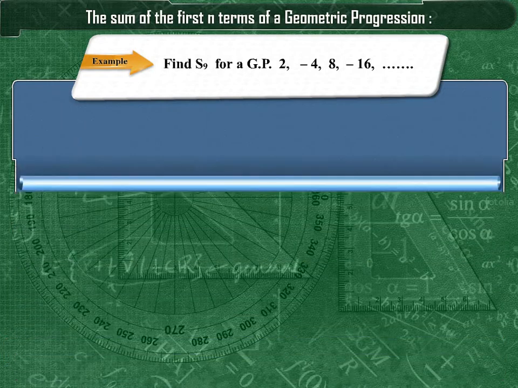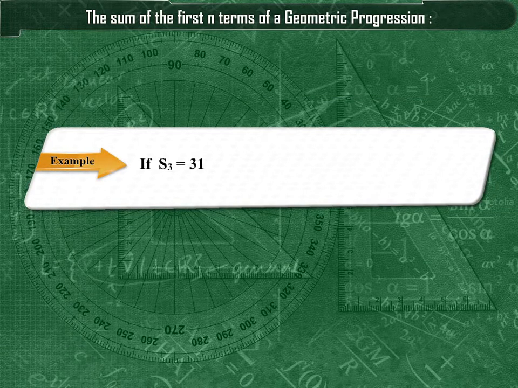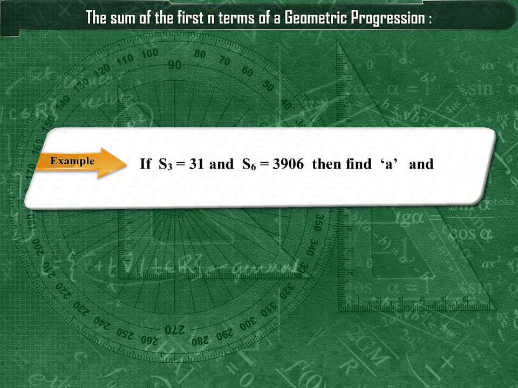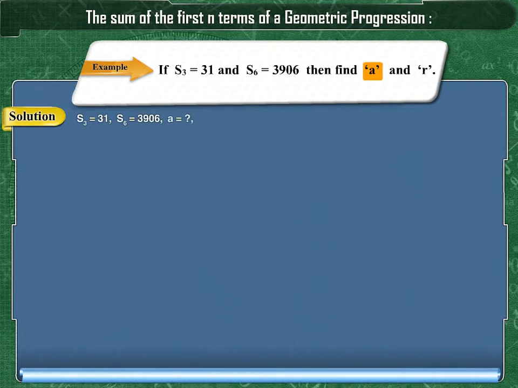If S3 is 31 and S6 is 3906, then find a and r. We have to find the first term and the common ratio by using S3 and S6. We know the formula Sn is a into r raised to n minus 1 upon r minus 1. Therefore, S3 is a into r raised to 3 minus 1 upon r minus 1.